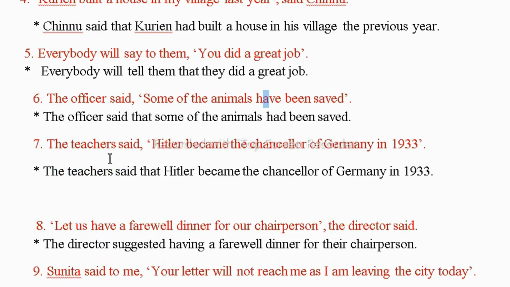Next one, the teacher said, "Hitler became the Chancellor of Germany in 1933." So here the teacher said, comma, that Hitler became the Chancellor of Germany in 1933. I have put a star mark here because this is a historical event. So a historical event also cannot be changed from direct to indirect. That's why I did not do any changes here. Only we need to remove this comma and write that. Then as it is, you can copy whatever historical event questions you are getting.